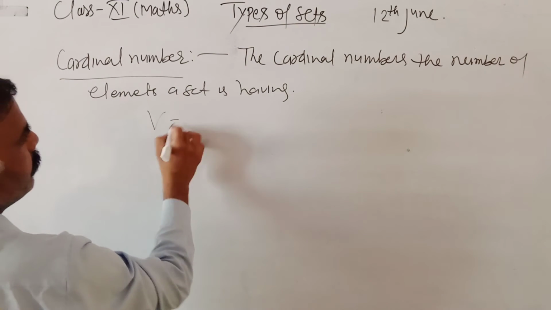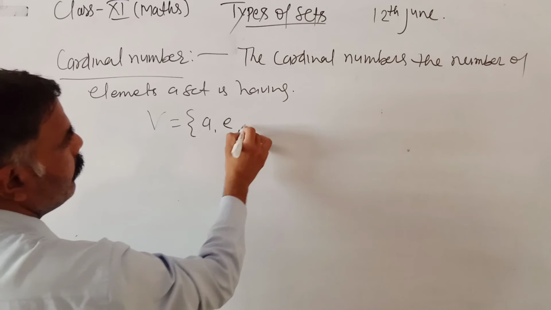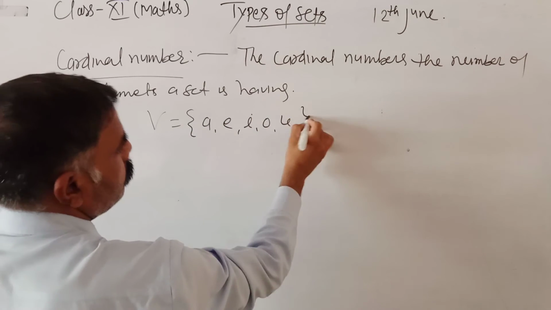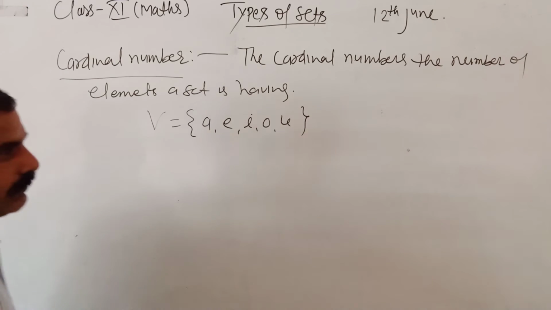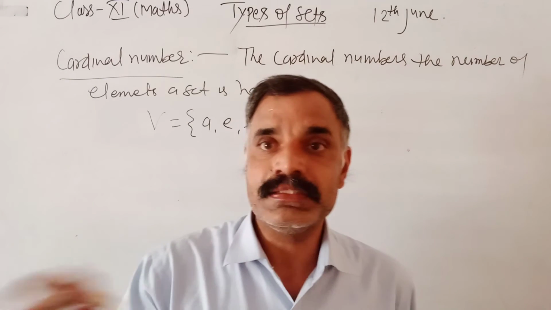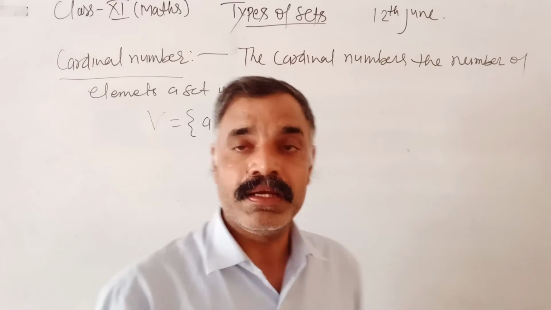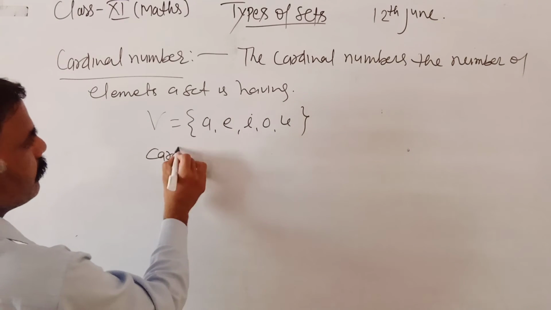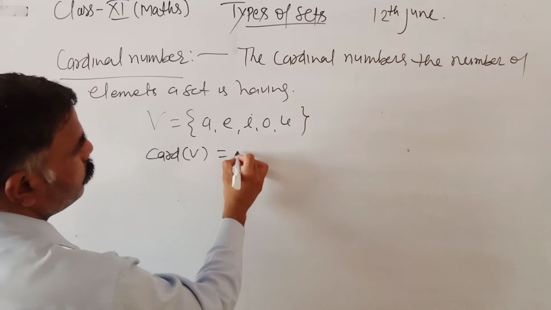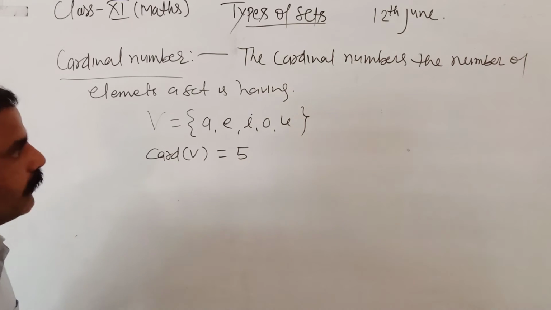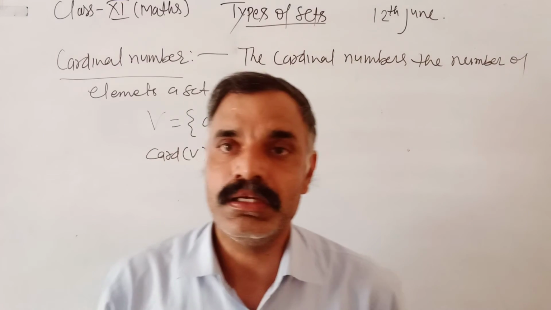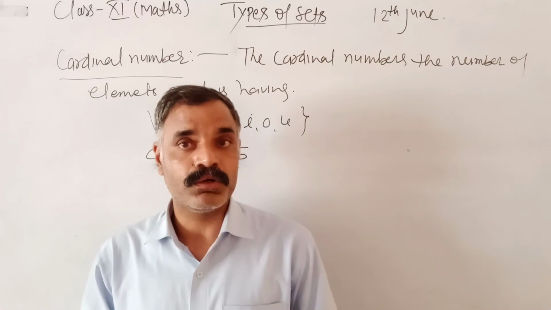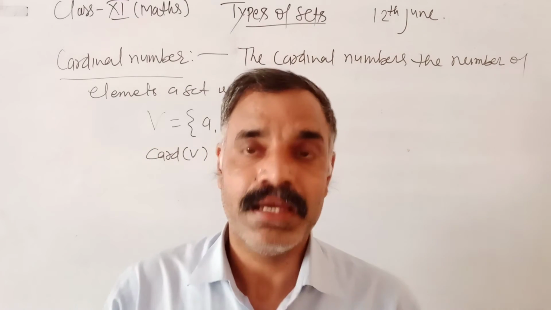set B is equal to {A, E, I, O, U}. These are the vowels of the English alphabet, and the number of elements is 5. That is why the cardinal number of this set is equal to 5. So cardinal number is the number of elements a set is having.